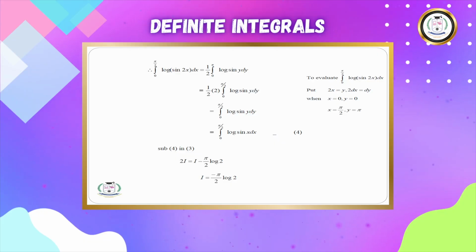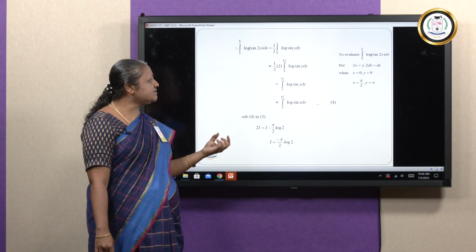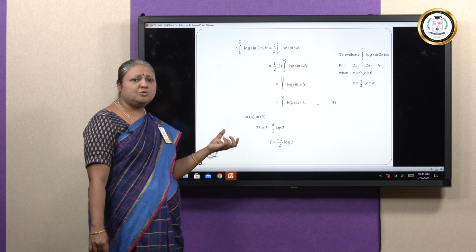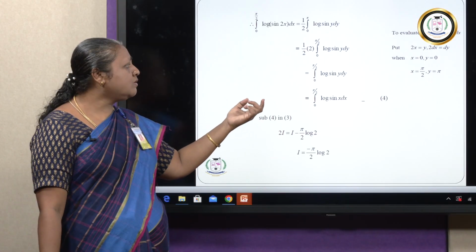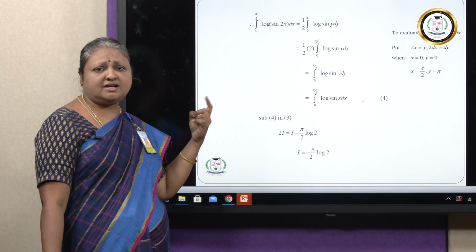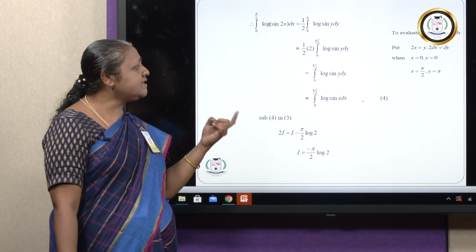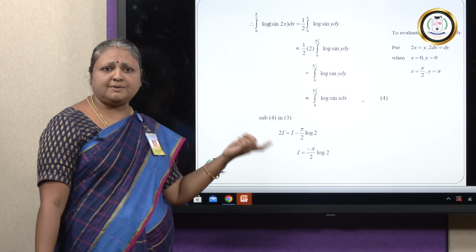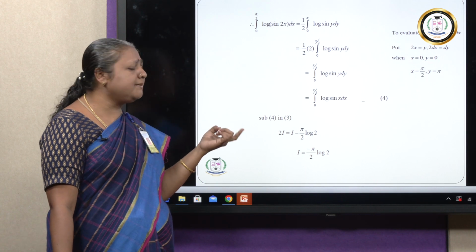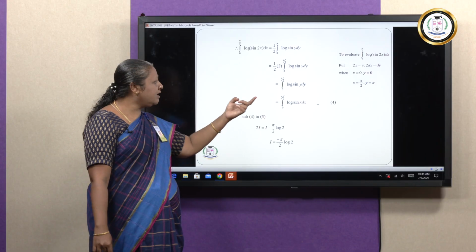Now, as we cannot evaluate log sin 2x directly, what we are doing here is we just assume that 2x is equal to some y. So 2 dx will become dy. So when x is 0, we just take care about the limits. So x equal to 0, then y will automatically become 0 here, and when x is pi by 2, y is becoming pi. So we are understanding that.